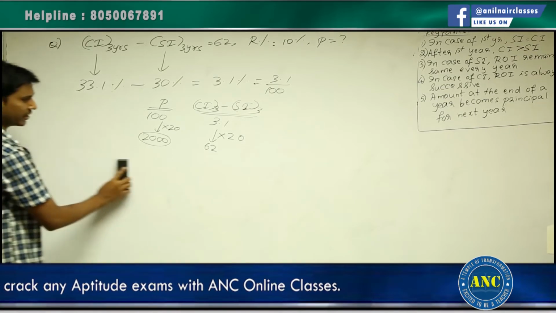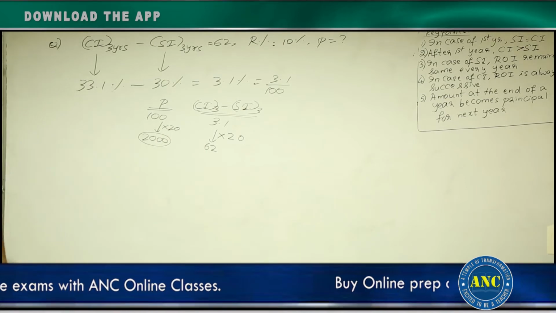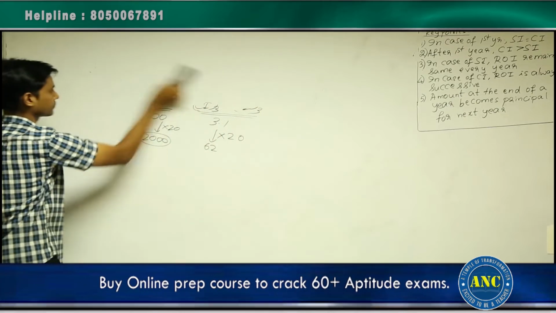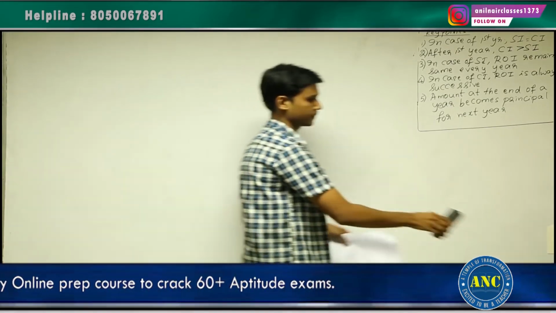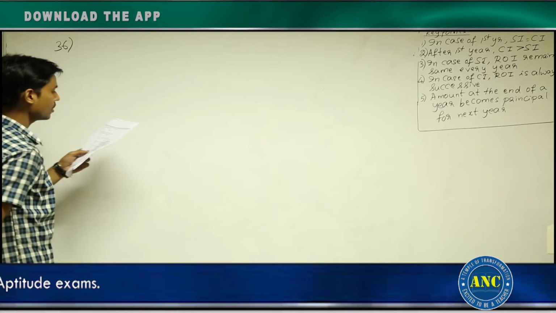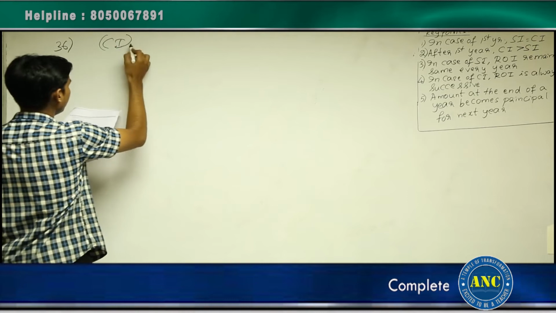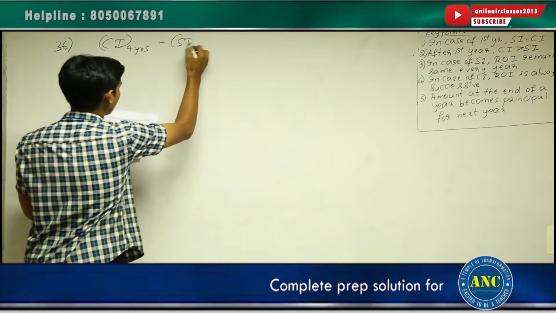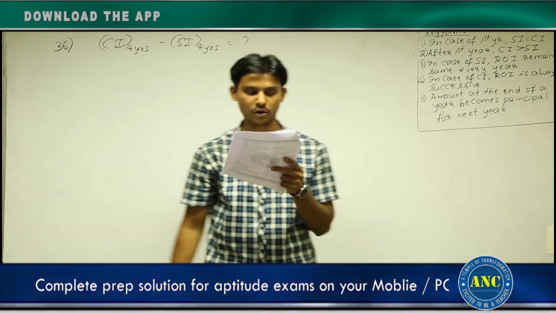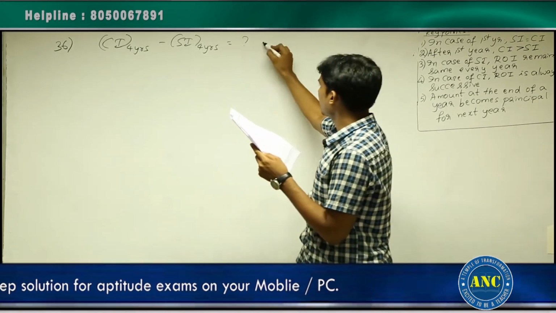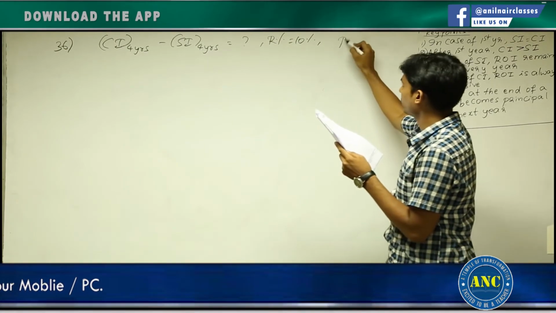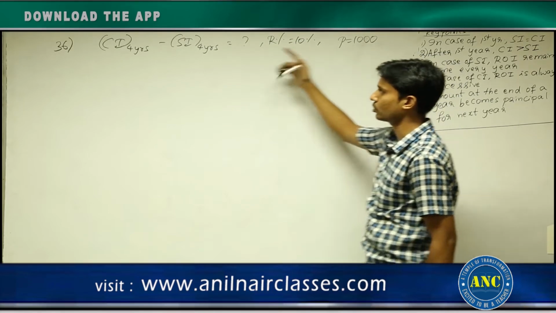Question number 36. Once you understand the concept, you can create your own questions. That is the beauty of knowing the concept. Please see here. What is the difference between simple interest and compound interest for 4 years? This is what they are asking now. What is the difference? At 10% rate of interest per annum, on a sum of rupees 1000 after 4 years.